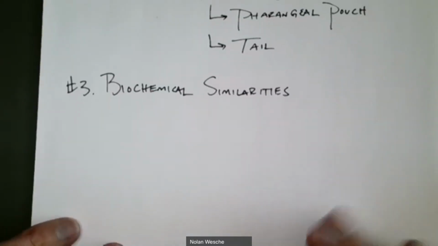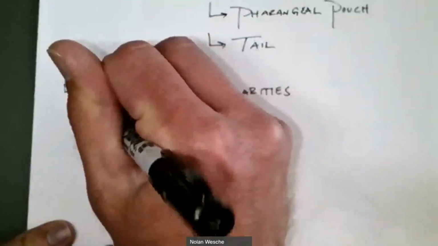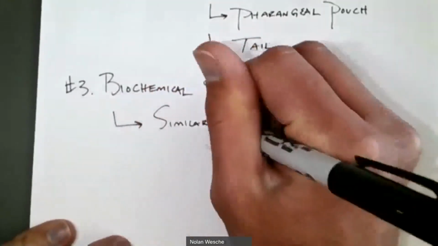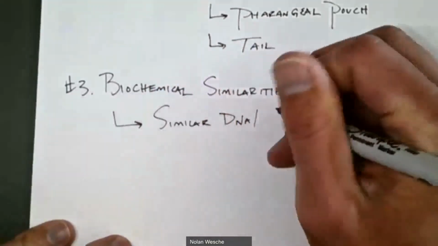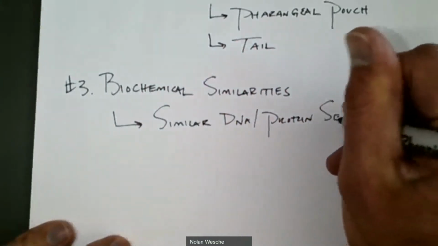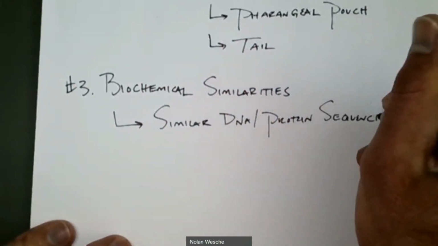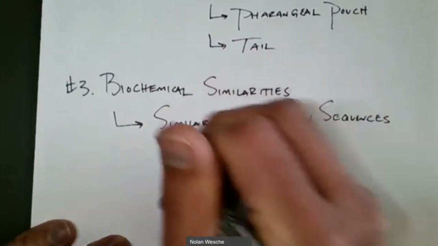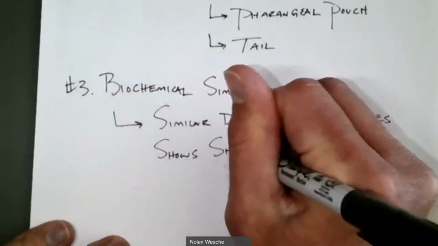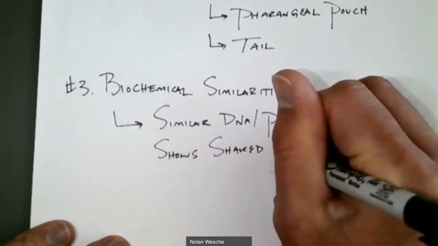So what we'll say is that similar DNA or protein sequences show shared ancestry.